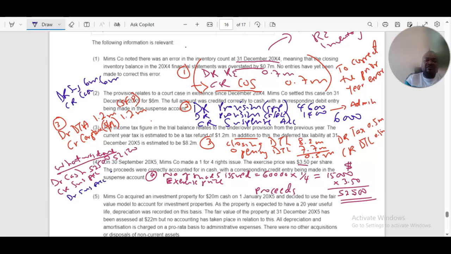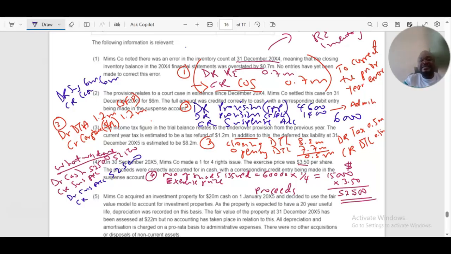How much? 52,500. And credit somebody. This time it is the share capital. But the share capital now, because we are told that this was a rights issue. Rights issues are given to existing shareholders.